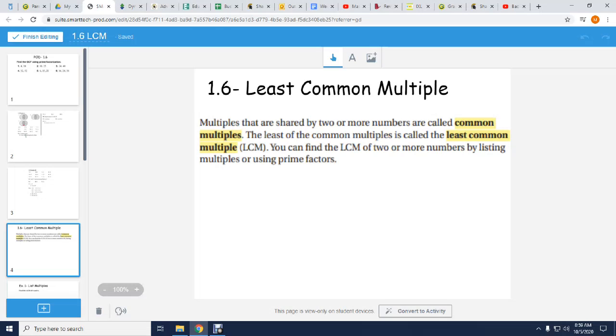Happy Monday, everybody. Today is 1.6 least common multiple, and we're going to continue to take off on our theme of the cake method here that we learned with greatest common factor. But now we're going to use it for least common multiple.